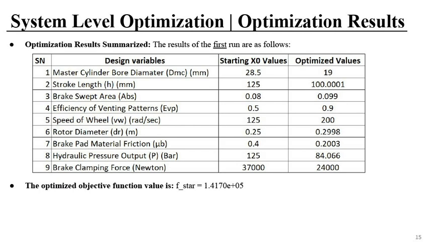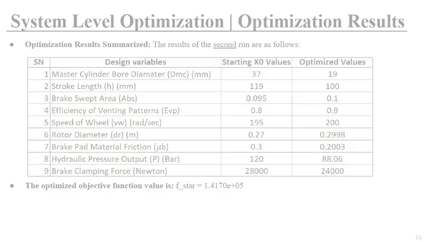Coming on to the optimization results for 5 runs, we have tabulated the starting x0 values as well as the optimized values that we got in the first run of the IDF. There are notable differences in the initial and optimized values in all the design variables considered. The optimized objective value function comes to just above 14,000, which is the weighted sum of the individual objective functions.